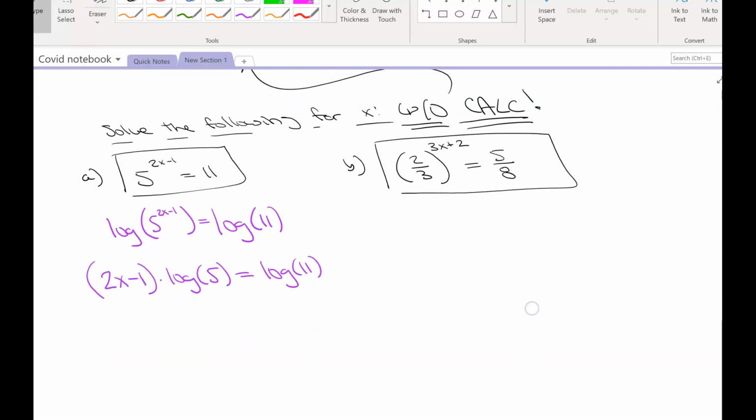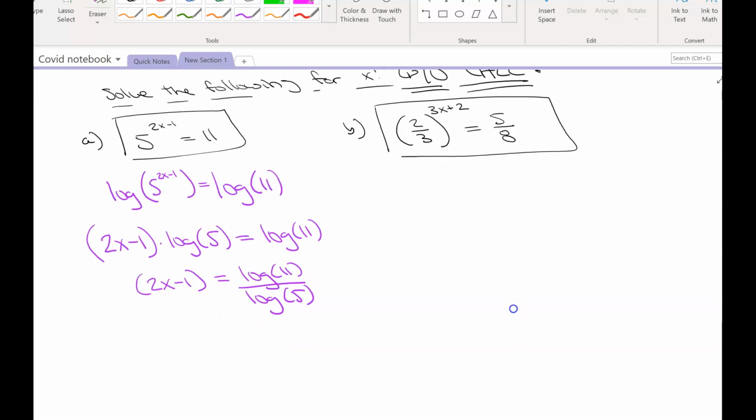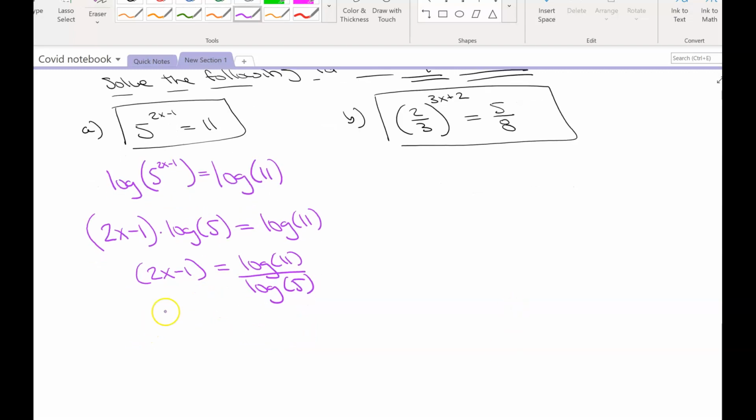Ooh, this is a little bit groovy. I have to divide both sides by log 5 first. So I'm going to divide: log base 10 of 11 divided by log base 10 of 5. Oh, but I have to solve for x. And this is just the same thing as 2x minus 1, right? Now that I've divided by the factor of the parentheses, I don't need them anymore. What do I do? Well, now we're in old school land.